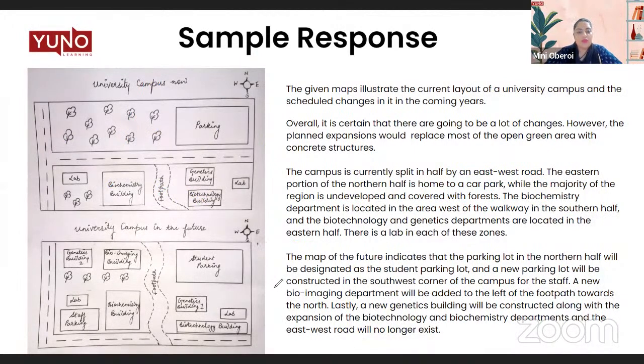Then we move on to the fourth paragraph. And in the fourth paragraph, we'll discuss this visual input, right? We'll discuss this map, the university campus in the future. So the map of the future indicates that the parking lot in the eastern half will be designated as the student parking lot.